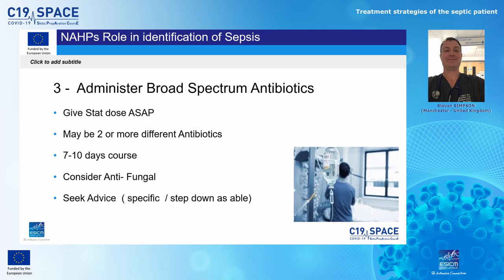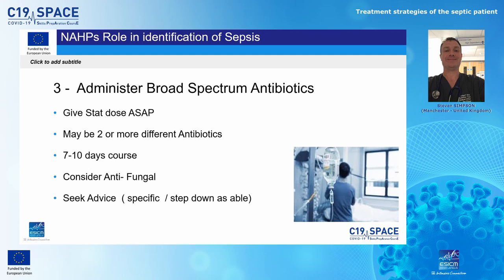3. Administer broad spectrum antibiotics. As soon as the blood cultures have been taken, we need to give a stat dose of a broad spectrum antibiotic. We should not wait for the regular medication time. Antibiotics need to be given within the first hour of a patient being diagnosed with any signs of sepsis.